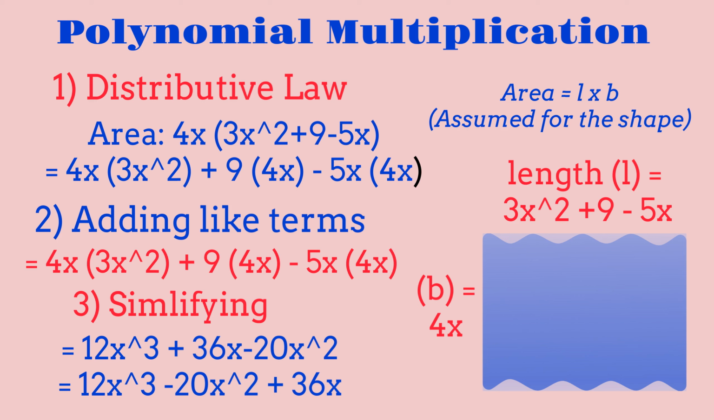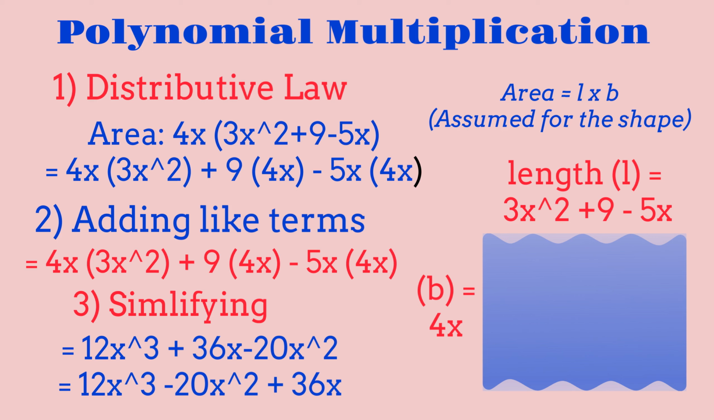plus, then we have to do 9 times 4x. Since we just have one variable, it's going to be the power of 1, so we're going to have 36x. And if we do 5 times 4, then we get 20. And since there's x to the power 1 times x to the power 1, we're going to have x to the power of 2. So once we multiplied everything, we have this: 12x to the power of 3 plus 36x minus 20x to the power of 2.